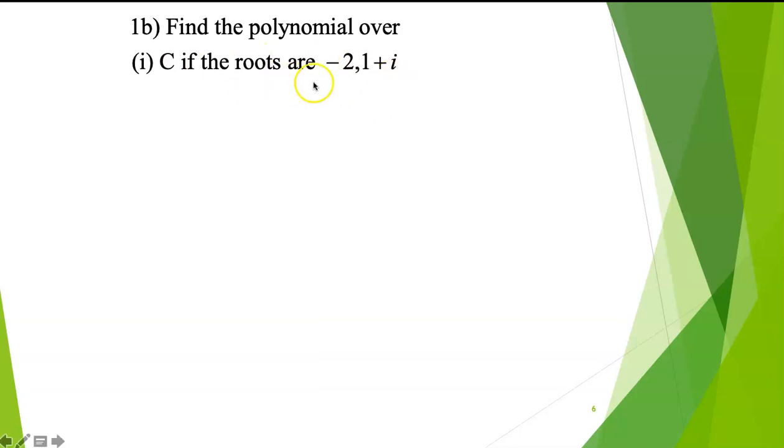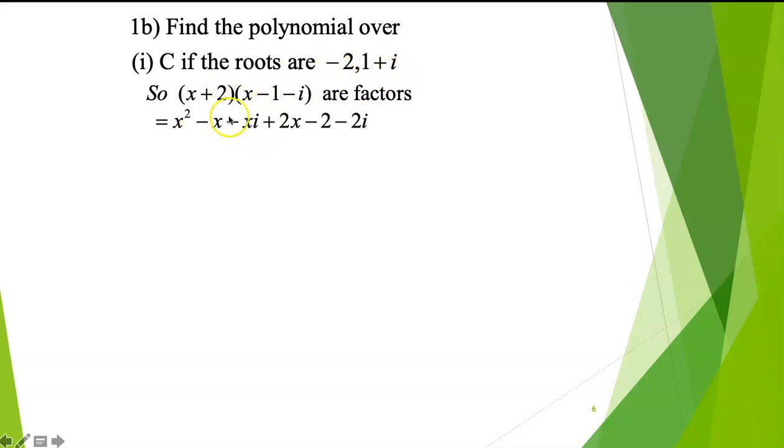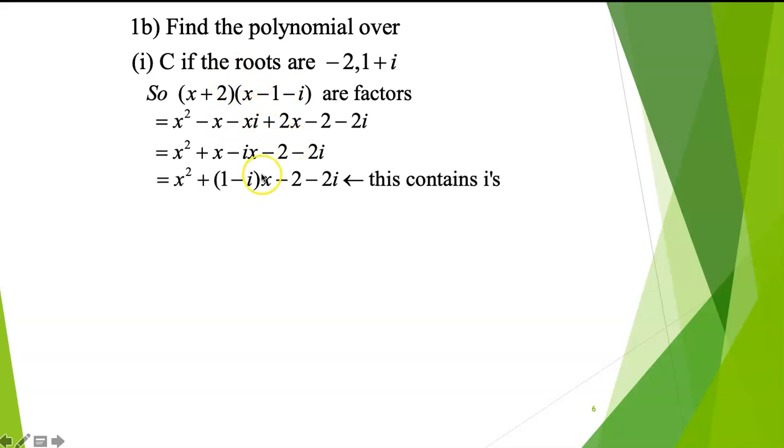Because you want to find the polynomial that has two roots, you're going to rewrite the roots first as factors. So it will be x plus 1 and x minus 1 minus i. Just changing the sign, write them as factors. Now expand, simplify. You will end up with a polynomial that has i components, because I said find the polynomial over C, meaning complex numbers.